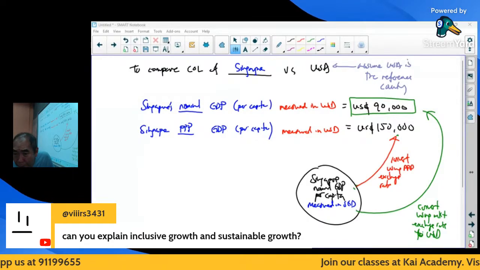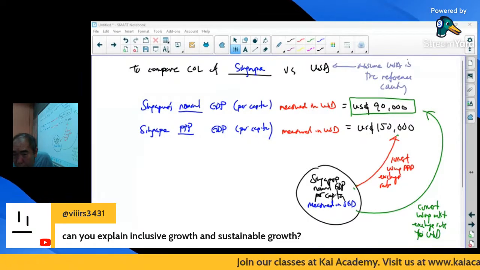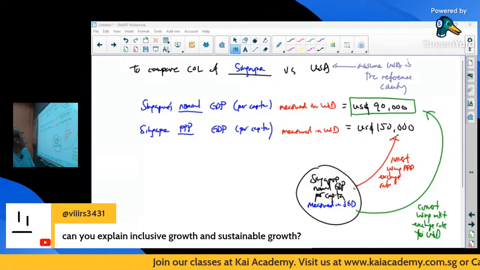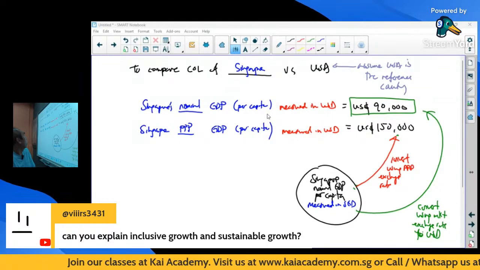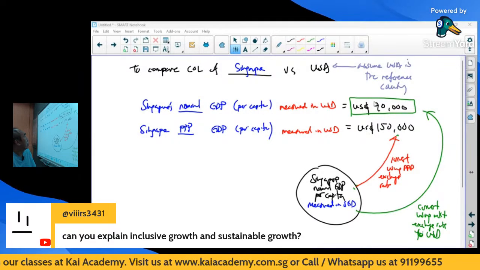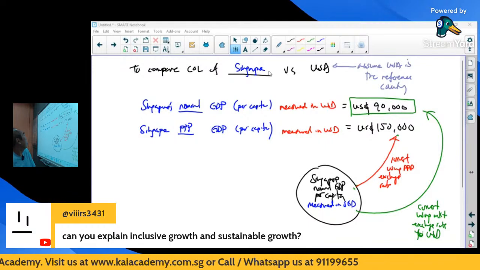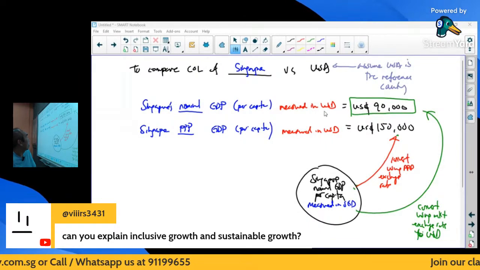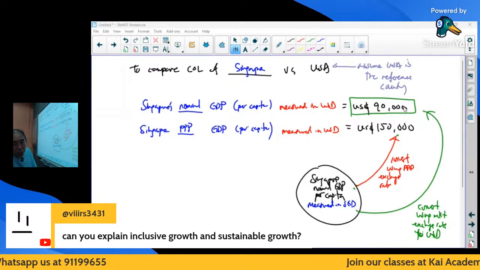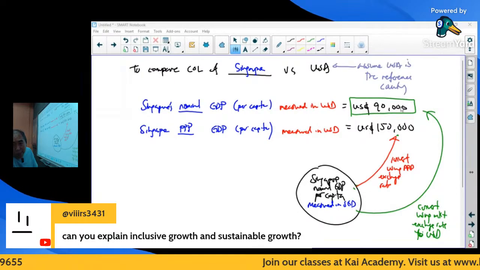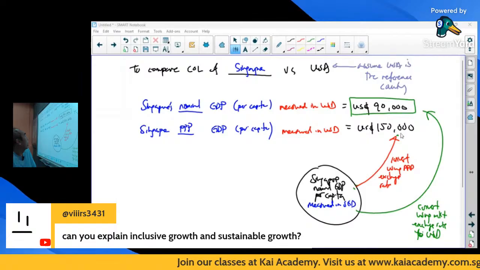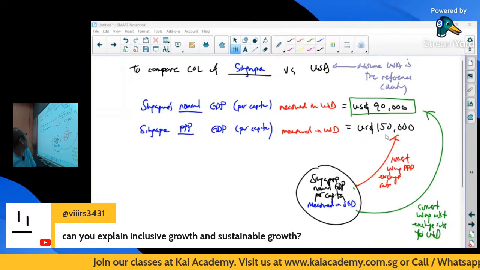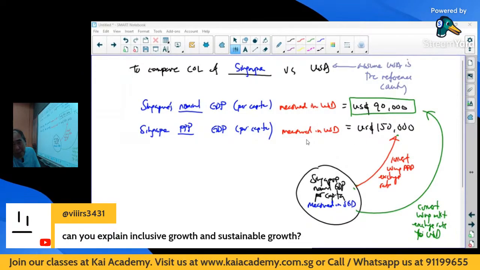Hang on, Ian, so don't need to bring in market exchange rate. No, you do. Ian, you need to bring in market exchange rate because it is how you get the 90,000. To compare COL between Singapore and USA, you needed Singapore's GDP per capita in US dollars, and that's calculated using market exchange rate. And then this one, PPP GDP per capita, is using the PPP exchange rate.